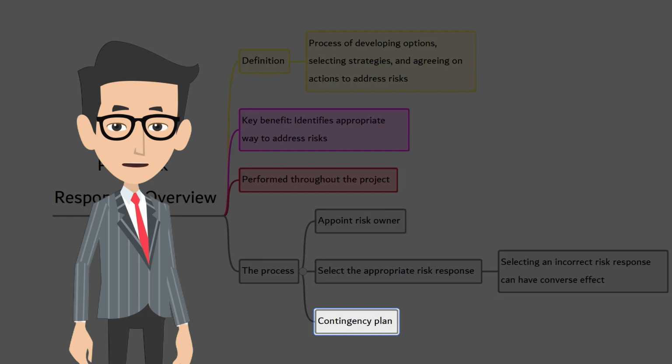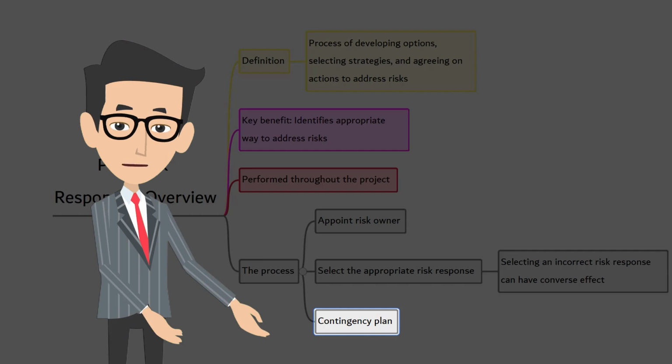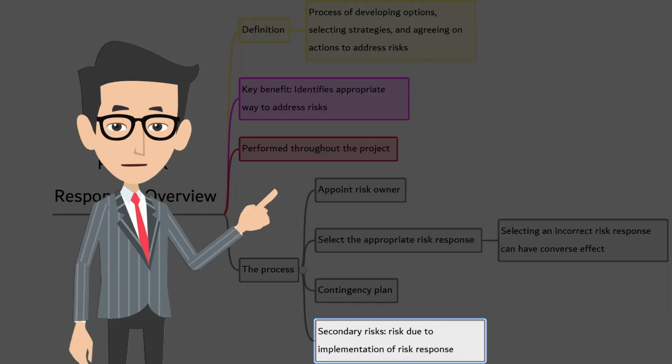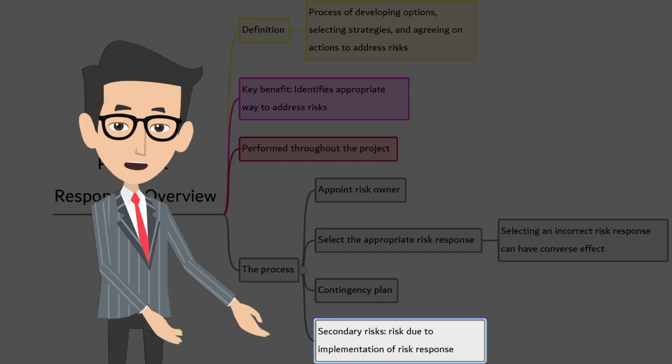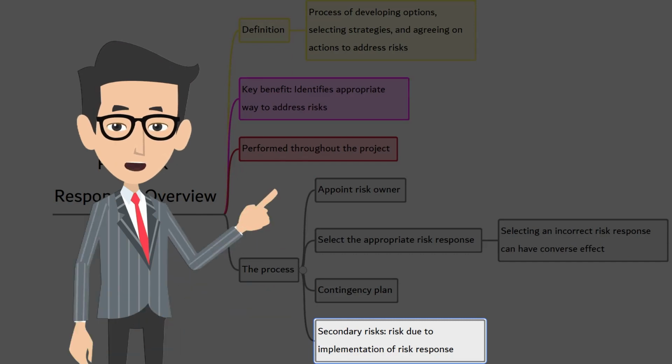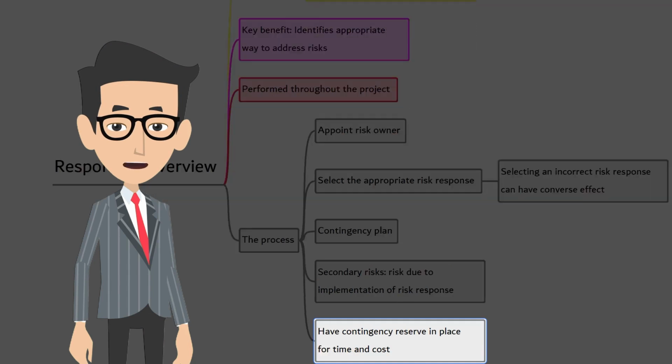You may have to have backup strategies as well, which is called contingency plan or fallback plan. This response gets implemented when the originally planned risk response was not effective. Secondary risks should also be identified. Secondary risks are nothing but the risks that arise as a direct result of implementing a risk response. A contingency reserve is often allocated for time and cost.